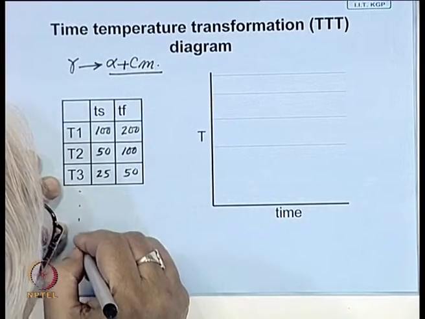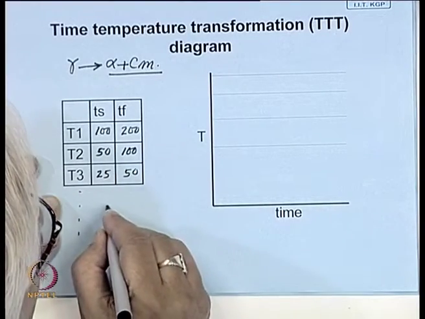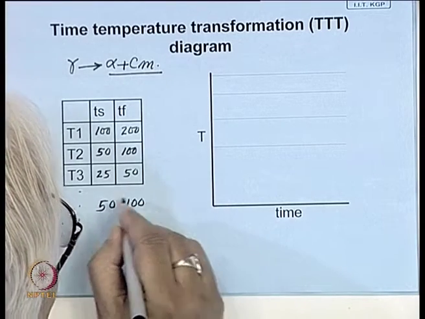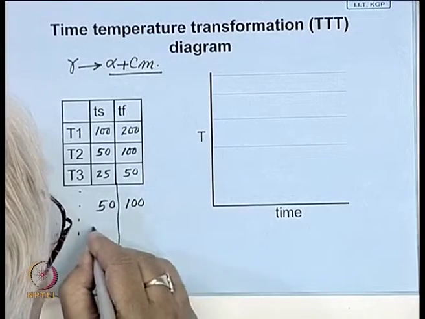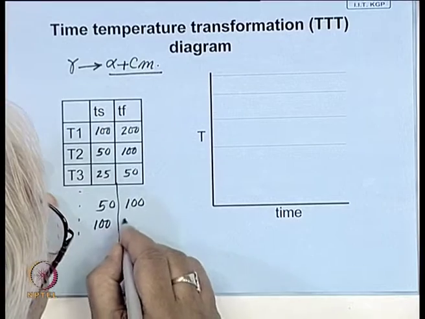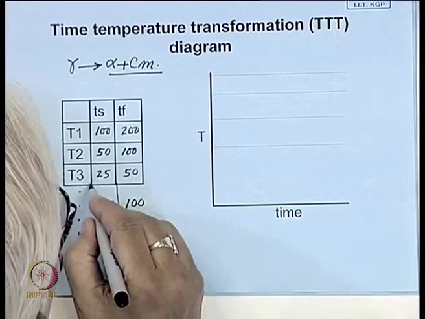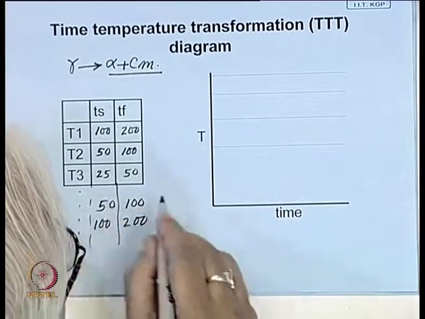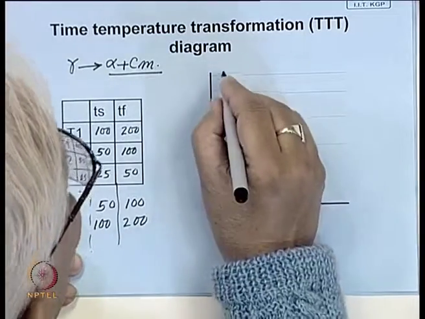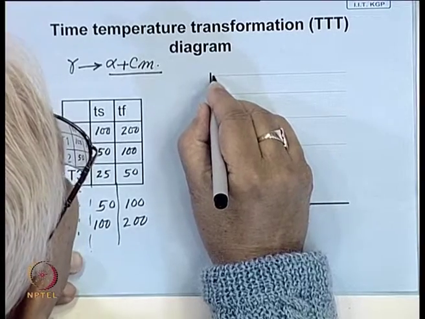If you go down again, you may find that it starts increasing again. Somewhere you find that it becomes 50 and 100, and then again suppose it becomes 100 and 200. I am putting these numbers arbitrarily. These are not the exact figures, I am just putting some arbitrary values. Now, let us try and construct a diagram from this.